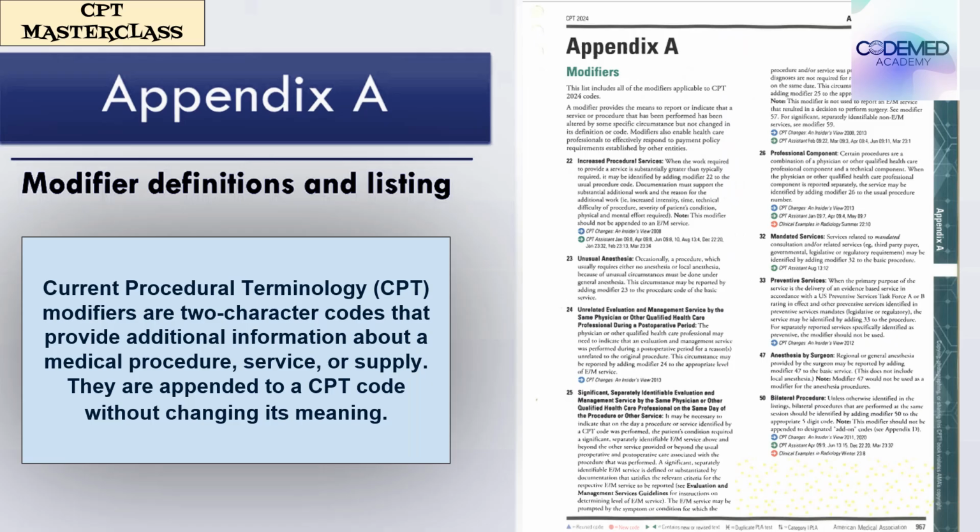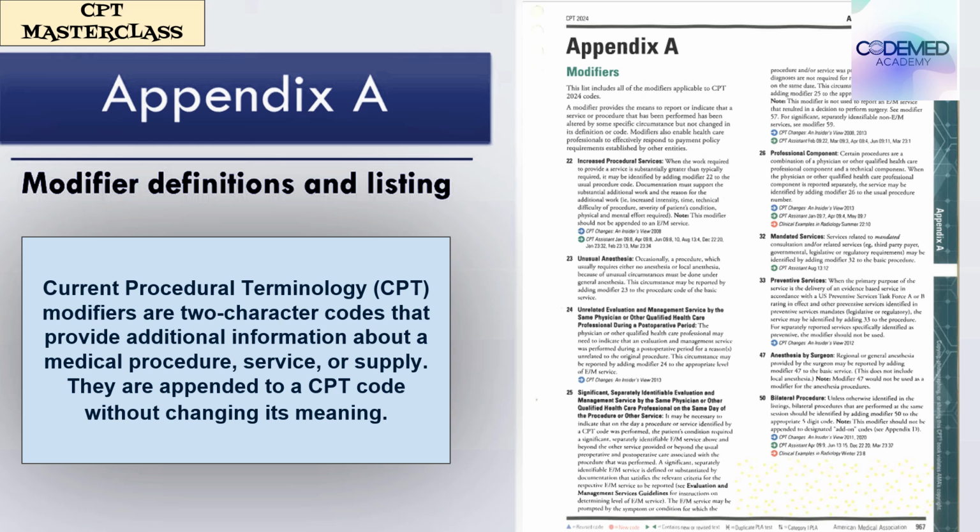So in the previous slide, you have seen that there is a list of appendices, Appendix A to Appendix T, and every year whenever they feel, they keep adding an additional appendix. So let us look at some important appendices that we may refer to continuously from time to time. The first is Appendix A. This is a very important appendix. It talks about the modifier definition and listing.